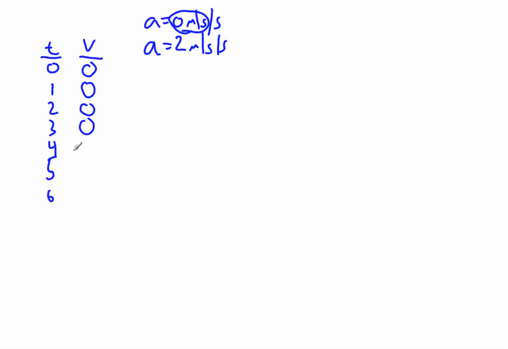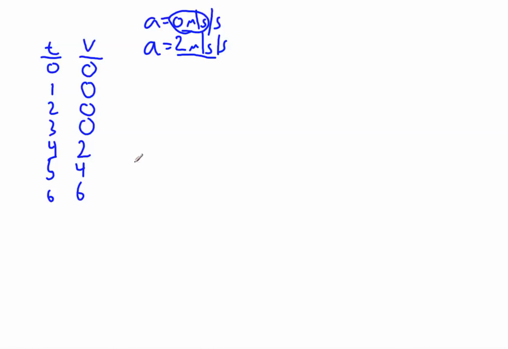And now at 4 seconds, let's say that the acceleration switches, and now from 3 to 4 they speed up at a rate of 2 meters per second every second. So now they're going 2 meters per second, and then 4 meters per second, and then 6 meters per second.